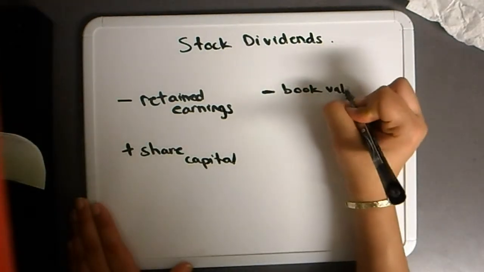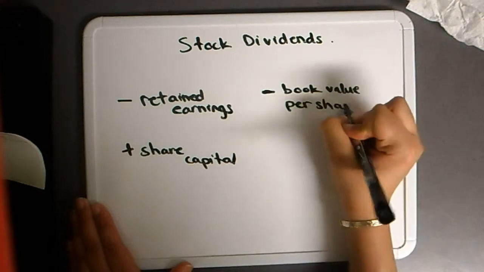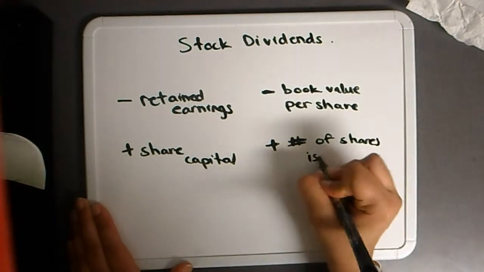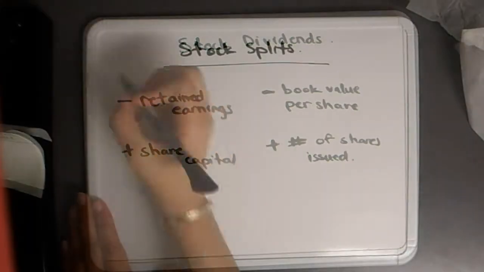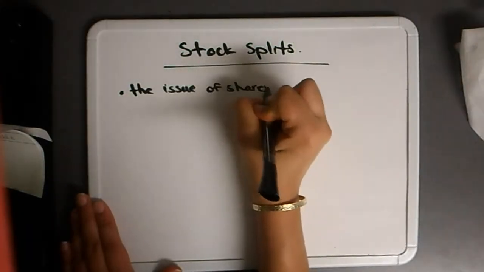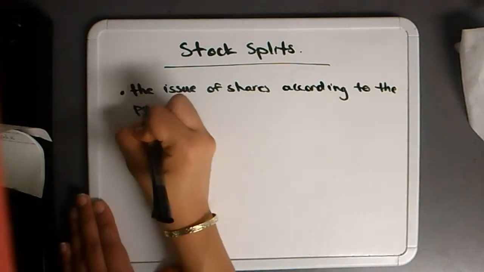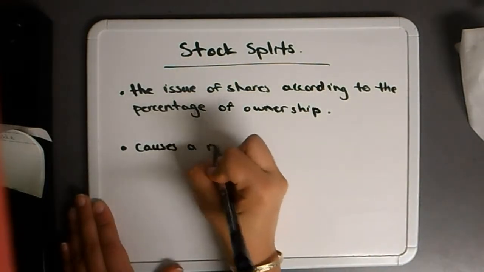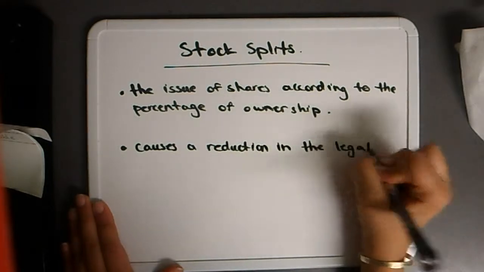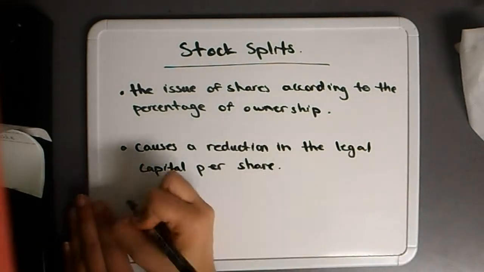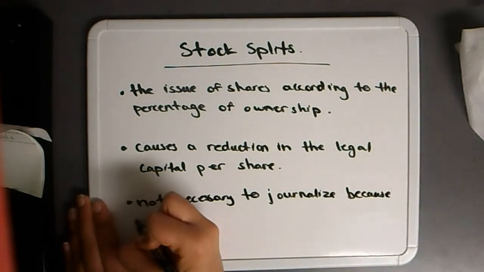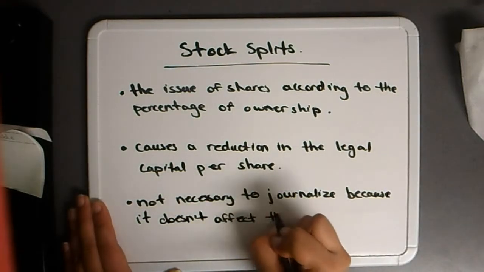Stock dividends also result in the book value per share decreasing and the number of shares issued increasing. Stock splits involve the issue of shares according to the percentage of ownership. A stock split causes a reduction in the legal capital per share. It is not necessary to journalize a stock split since it does not affect the balances in any shareholders' equity accounts.